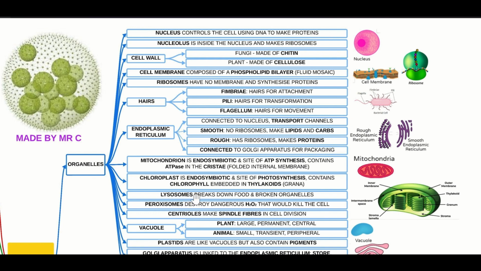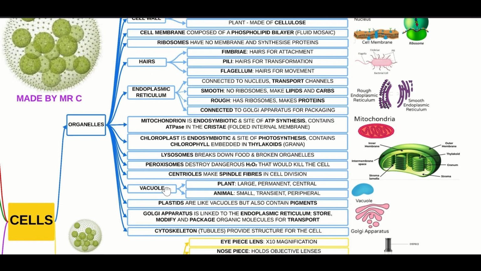Animal cells have lysosomes that break down food and broken organelles. Peroxisomes destroy the dangerous molecule H2O2, which is hydrogen peroxide, that would normally kill a cell. Centrioles are found in animal cells, and they make spindle fibers for cell division. Plant cells have something called centrosomes that also do a similar function.